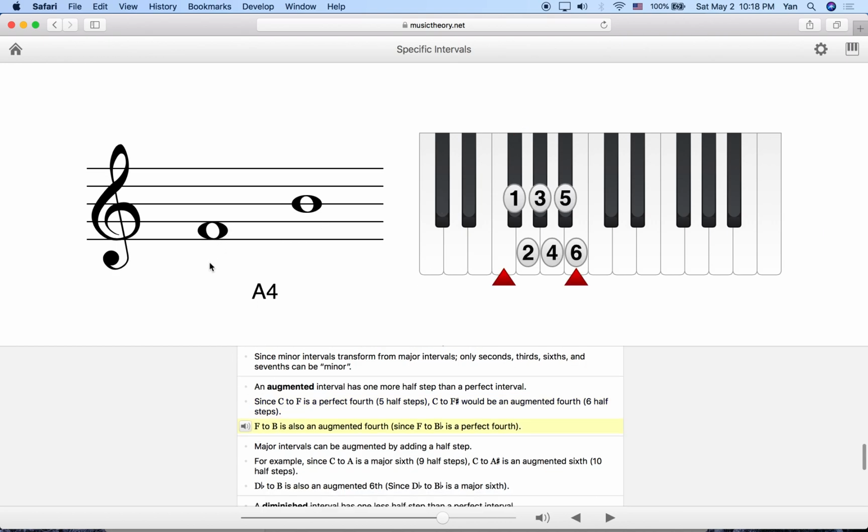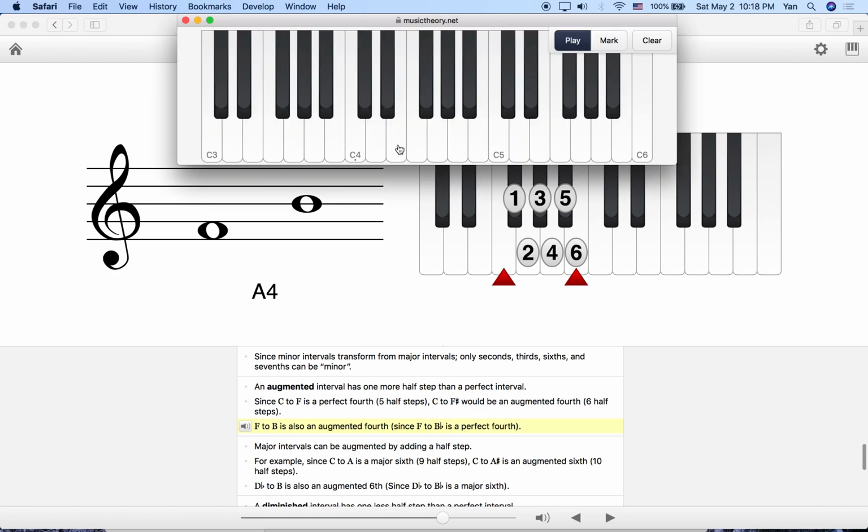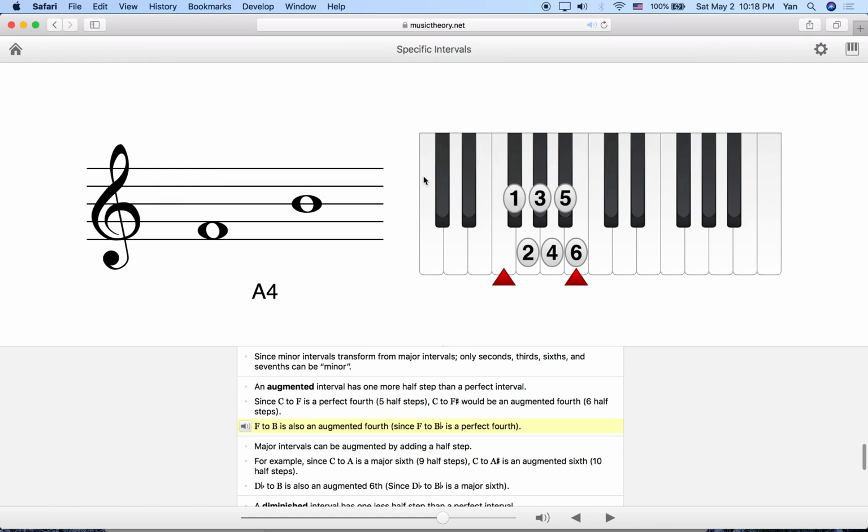F natural to B natural is also an augmented fourth. It's a generic fourth because of the location of the staff, but this is no longer a perfect fourth because it's 6 semitones or 6 half steps. Let's listen to that. Now the perfect fourth would have been F to B flat, but the augmented fourth would be that.